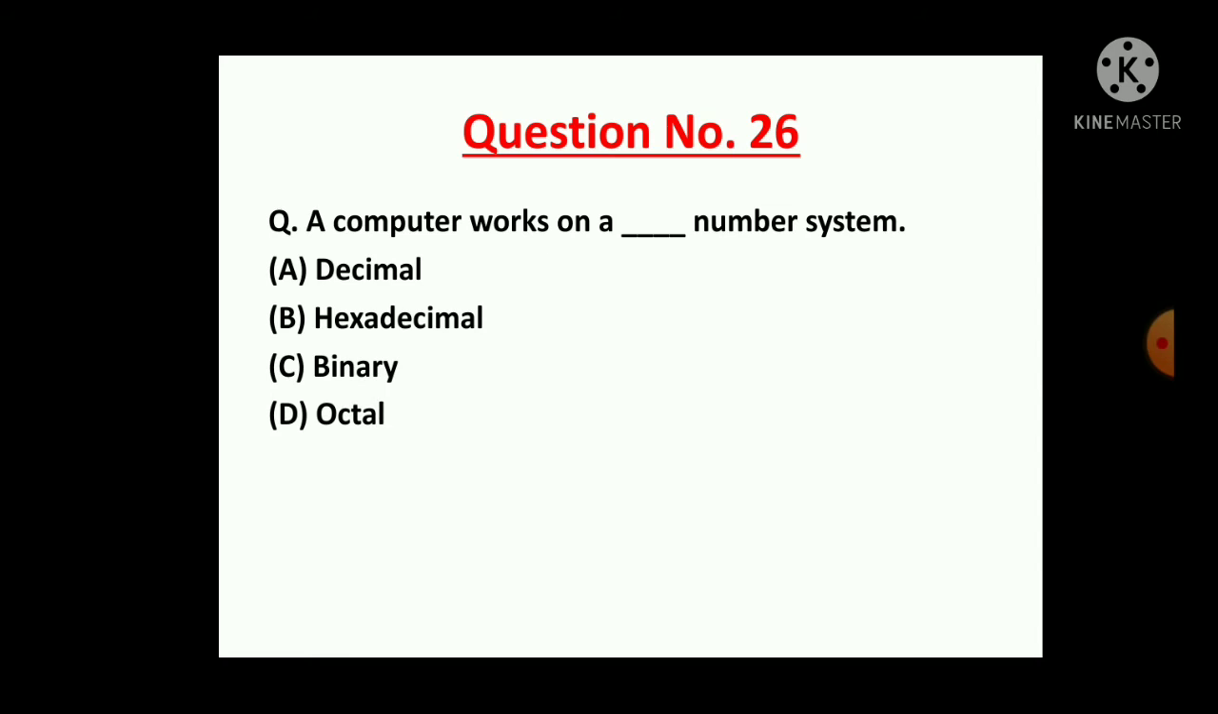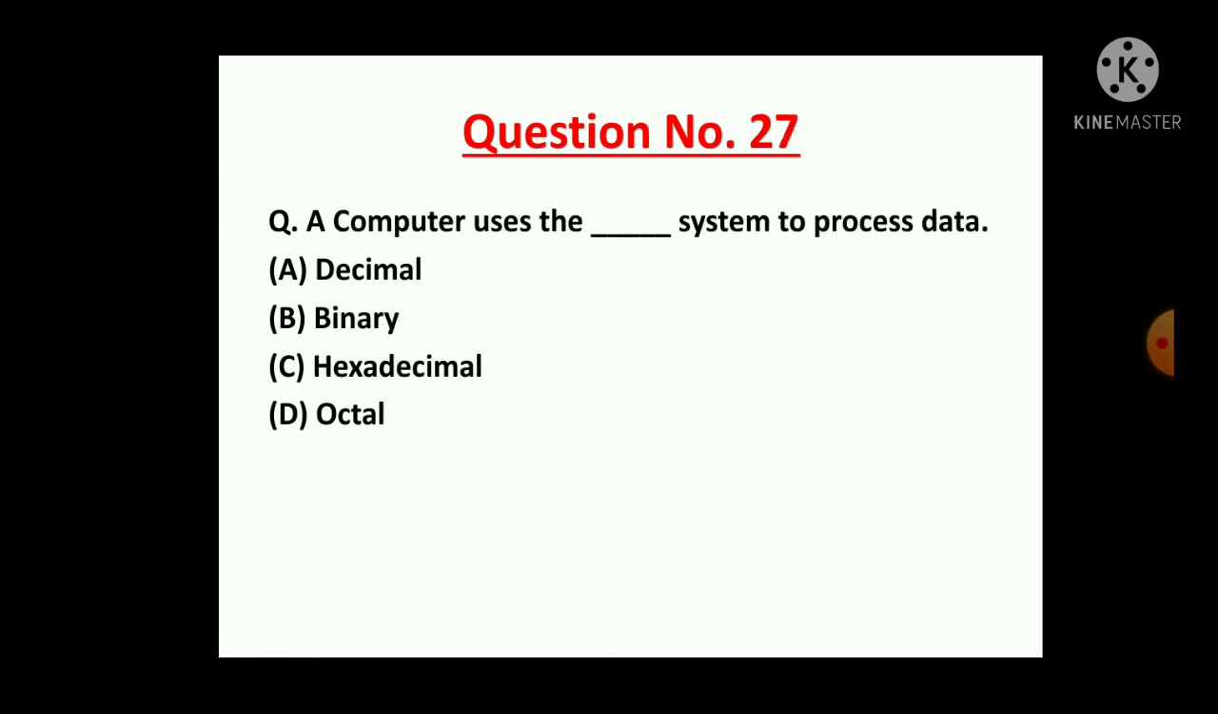Question number 26. A computer works on a dash number system. Options decimal, hexadecimal, binary and octal. These are number systems. So a computer works on a binary number system. Question number 27. A computer uses the dash system to process data. Decimal, binary, hexadecimal, octal. Of course, this is option B, binary system.